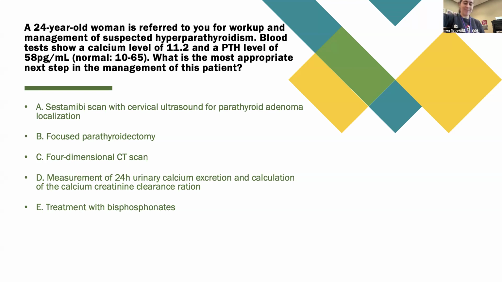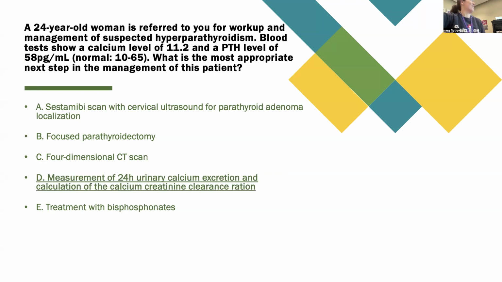Yes, D is the correct answer. So they give you an elevated calcium level with a normal PTH level, which means your workup is not yet complete. You would want to get that 24-hour urine calcium and also the calcium creatinine clearance ratio.